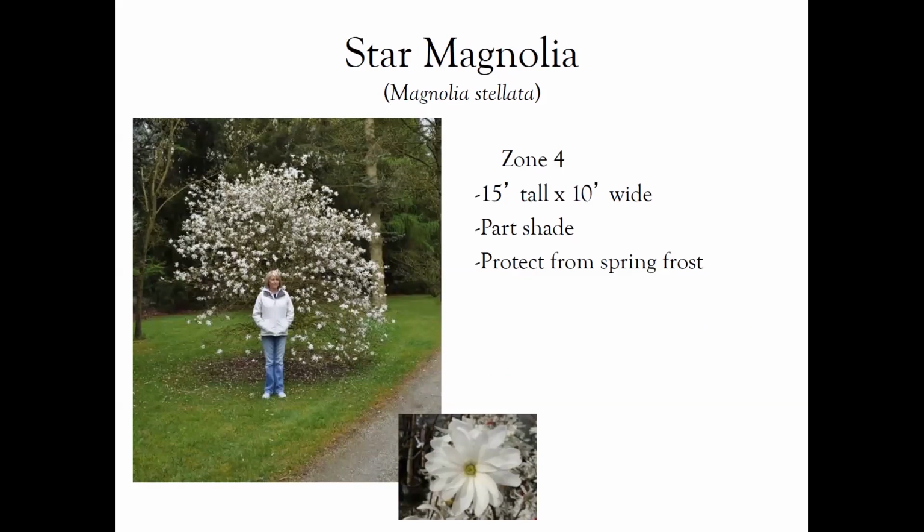Star magnolia is the other one. This is a much more delicate, dainty-looking magnolia. It tends to flower a little earlier, even more so before the leaves come out typically. But Magnolia stellata. And so 15 feet tall by about 10 feet wide is typical. It can handle part shade, but also protect it from spring frost. Once it leafs out, or the flowers come out, it is quite susceptible to frost, as it does like to leaf out pretty early.